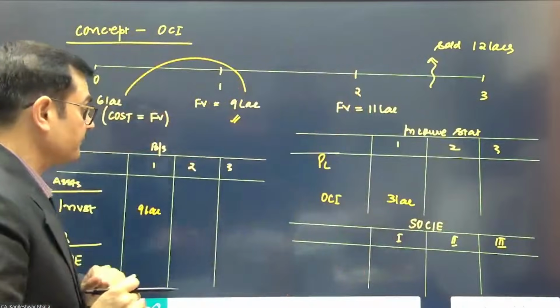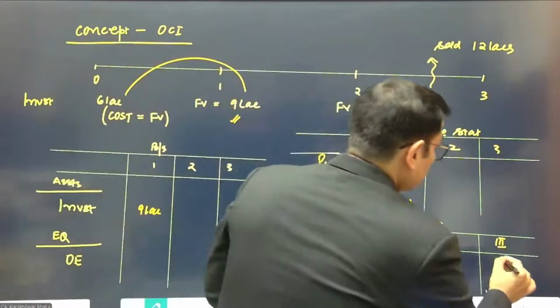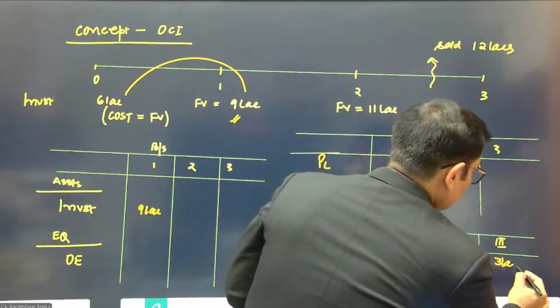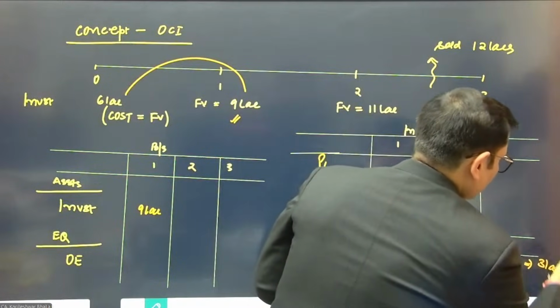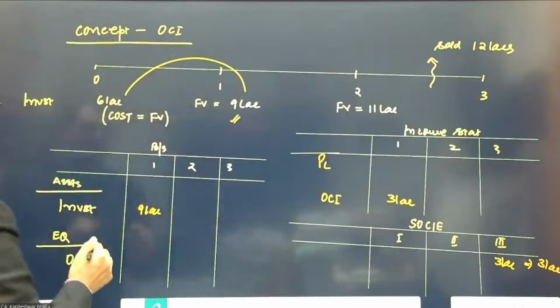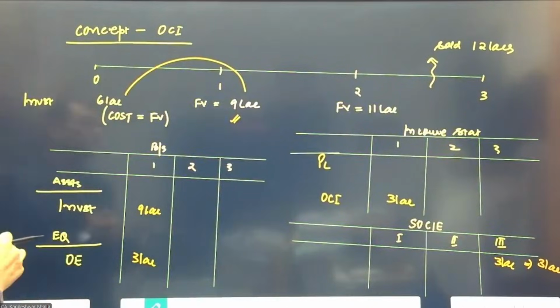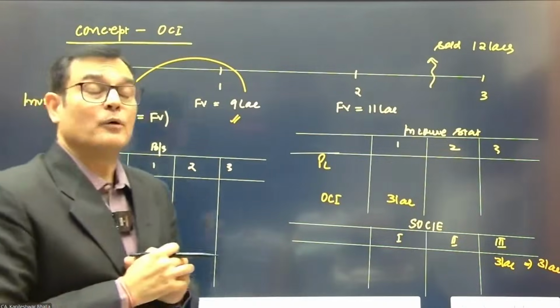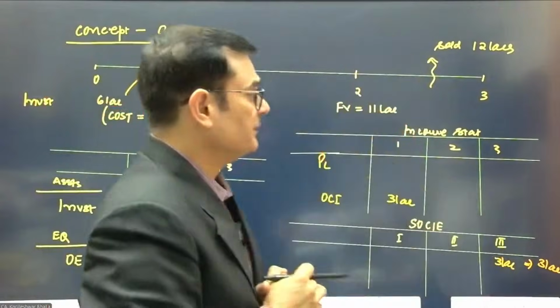Now, let's come back. This 3 lakh rupees taken in the OCI is going to go to tab number 3, and the sum total of all these 3 tabs is going to be other equity in the balance sheet of the company. Now let's go ahead and look at the next year.